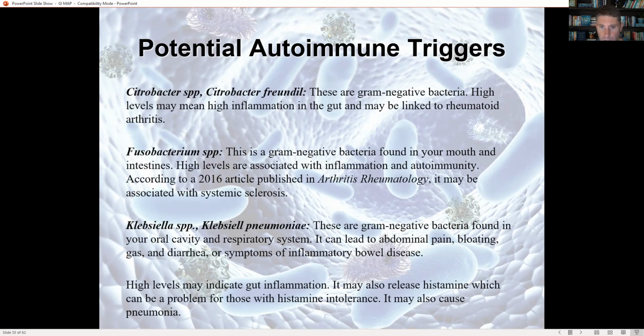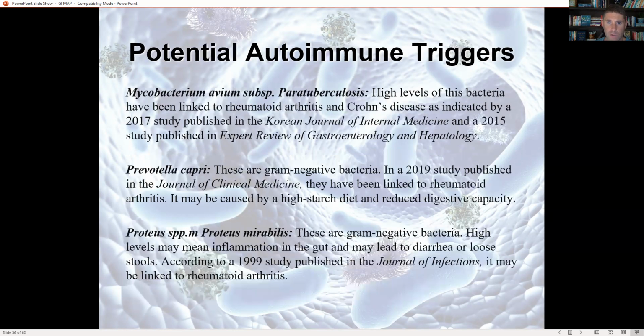Klebsiella is associated with abdominal pain, bloating, gas, diarrhea, and also symptoms of inflammatory bowel disease. So high levels of any of these may indicate gut inflammation. And Klebsiella is also very much associated with higher histamine levels, right? So it can be an issue for people with histamine intolerance. And of course, like it says, Klebsiella pneumonia can also cause pneumonia, right? So if it gets out in the bloodstream, gets into the lungs and causes pneumonia, that can be a major issue.